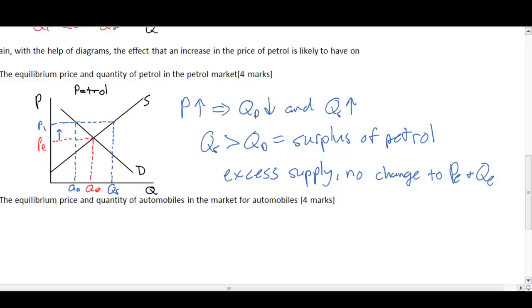So this question caught a lot of students off guard. It's very simple. There is a direct relationship between the price of a good and the quantity supplied, and an indirect relationship between the price and the quantity demanded. So as the price rises, QD falls and QS increases, resulting in a disequilibrium. However, the equilibrium price and quantity do not change as a result of this increase in price.